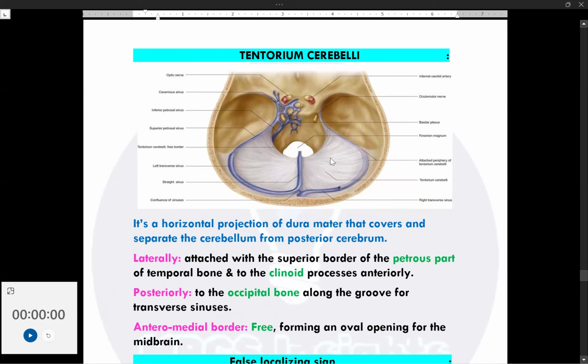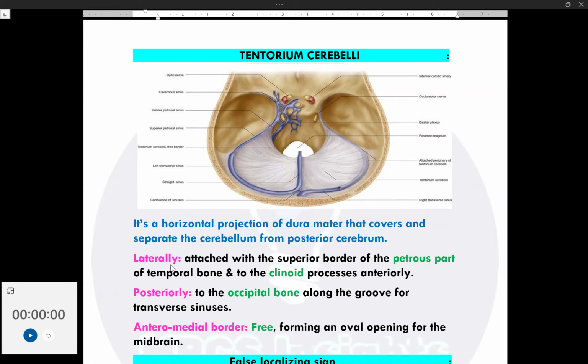This white portion is the tentorium cerebelli. You can see some margins of this tentorium cerebelli. This is the anterior and medial margin, this is the lateral margin, and this is the posterior margin. So what is this tentorium cerebelli basically? This is the projection of dura mater that covers and separates the cerebellum from the posterior cerebrum. So basically this acts like a diaphragm in between the cerebrum and cerebellum.